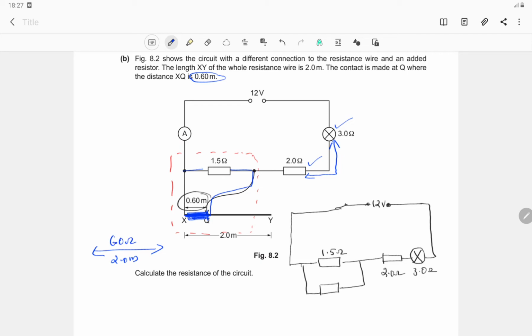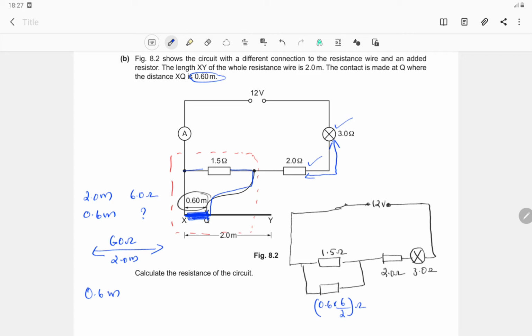So that you can find what is the resistance of 0.6 meter. As it's given for 2 meter, the resistance is 6 ohm. For 0.6 meter, what will be the resistance? You can cross multiply. So the resistance of 0.60 meter will be 0.6 times 6 over 2, these many ohms. So these are the different resistors.